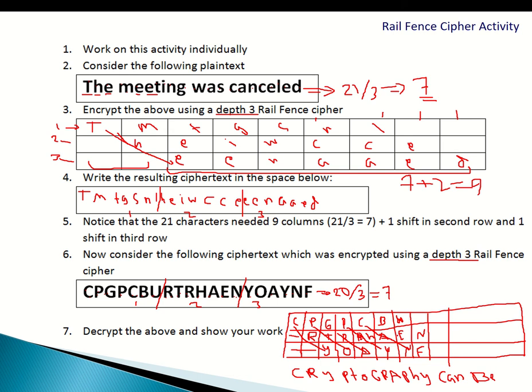and then here we have F, U, N, F, U, N. I think I know the word: cryptography, which is one word. Cryptography. This is the first word.